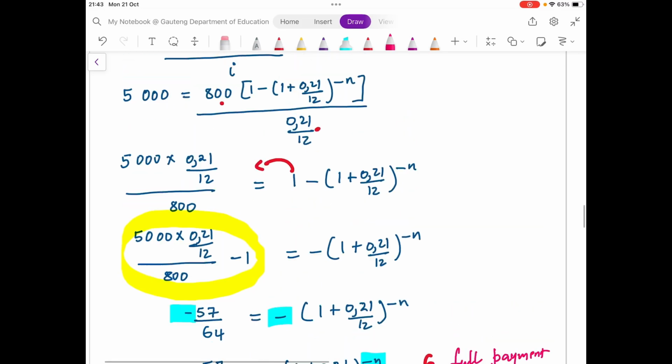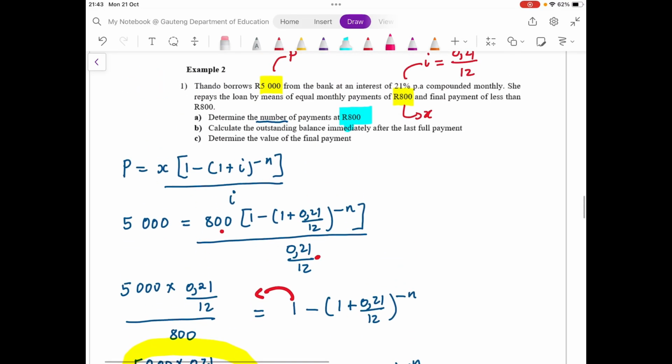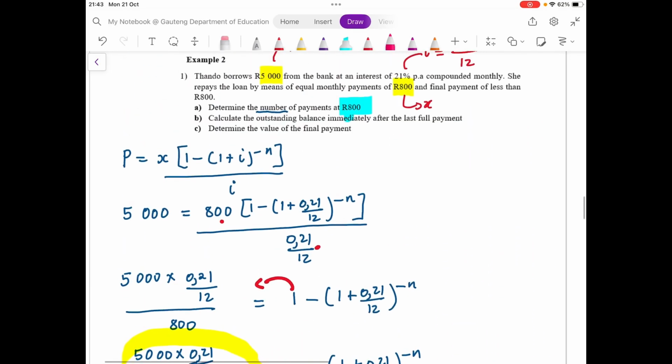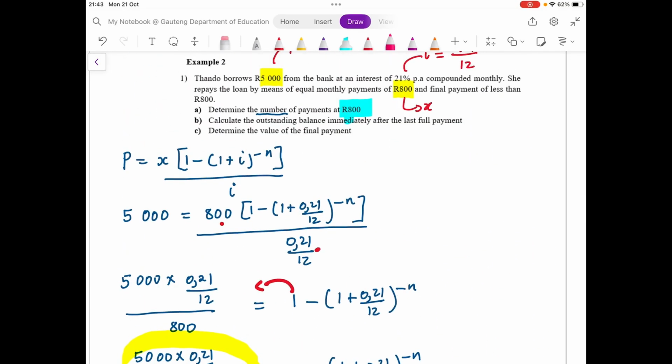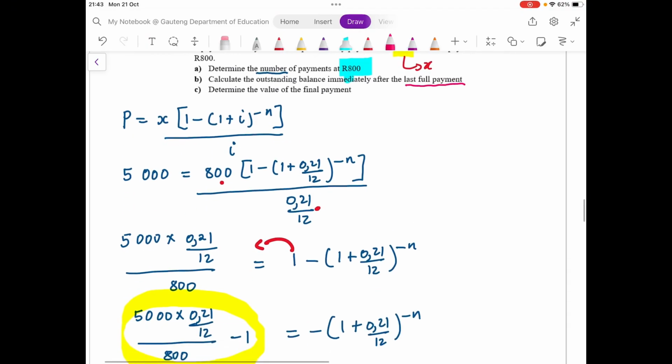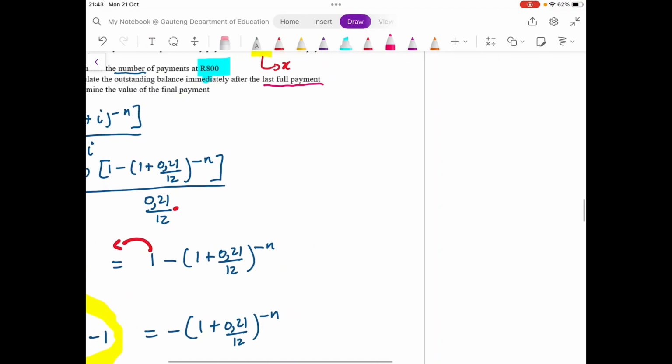Okay, let's check the last question here. Now, we have calculated N. Now, we are required to calculate the outstanding balance immediately after the last full payment. The last full payment is the 6th payment. So we are calculating the outstanding balance after 6 payments have been made. All right. So let me erase here, or maybe I can write this side.